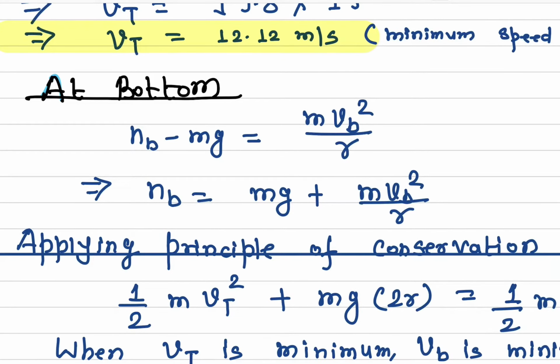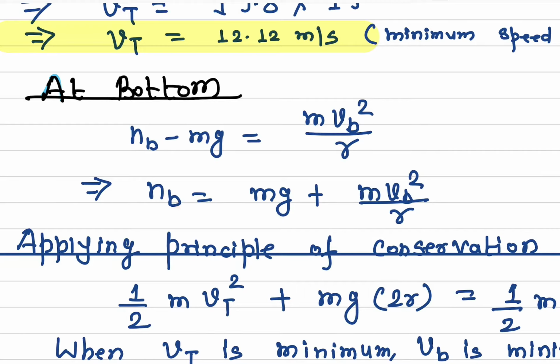So at the bottom, Nb minus Mg is equal to mv squared over r, and then we solve for the normal force at the bottom. This is it. Now we're going to apply the conservation of energy.